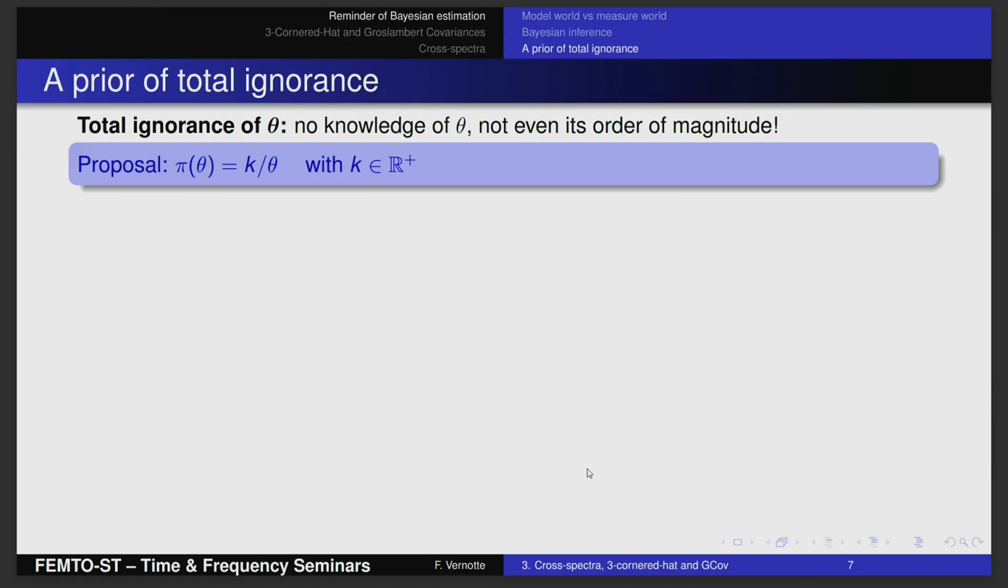So, what is a prior? The prior should be non-informative, because if you put more information in the prior than in the measurement, it's a problem. So, what happens if you don't know anything about the parameter theta before the measurement? You don't know anything, not even its order of magnitude. I showed you during the latest seminar that you should consider a prior which is proportional to 1 over theta. What happens here?